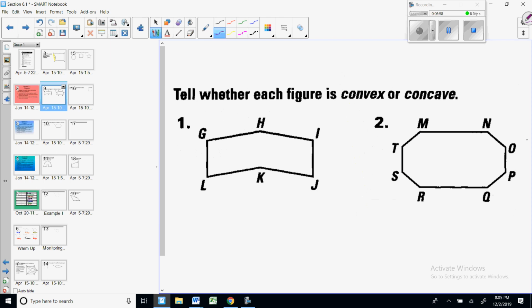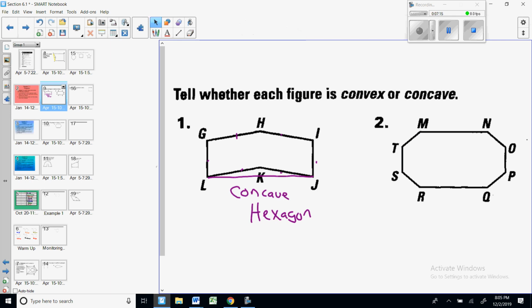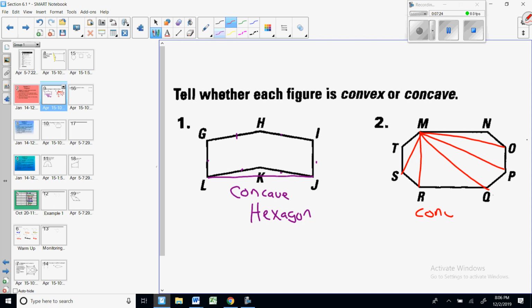Okay, and if we take a look at number 1, it is possible to draw my diagonal from L to J outside of my figure. As a result, that figure is concave. Then we've got to count our sides to figure out how many sides we have, and that is a concave hexagon. Okay, number 2. Every diagonal that I draw from M stays entirely within my shape. It cannot pass outside. As a result, I know that that figure is convex. Count my sides. There's 8 sides there, so that's a convex octagon.